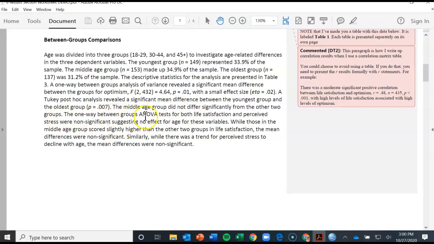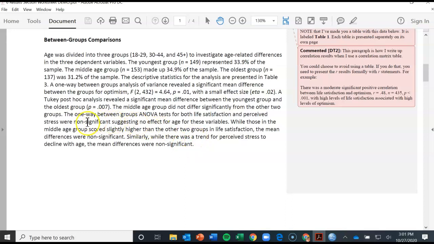The one-way between groups analysis of variance tests for both life satisfaction and perceived stress were non-significant, suggesting no effect for age for these variables, while those in the middle group scored slightly higher than the other two groups in life satisfaction. The mean differences were not significant. Similarly, while there was a trend for perceived stress to decline with age, the mean differences were not significant.